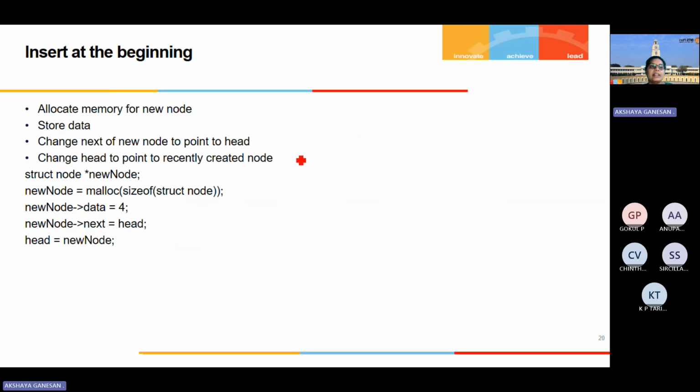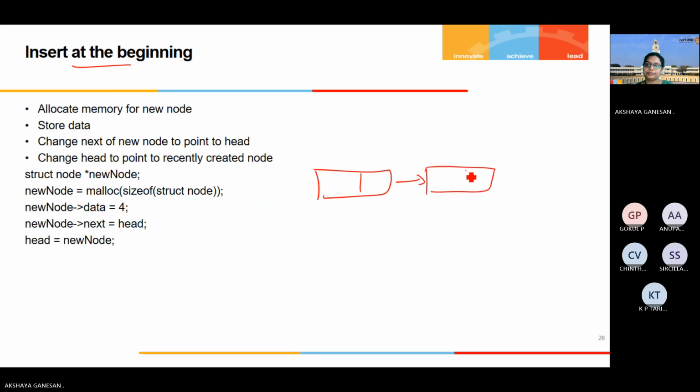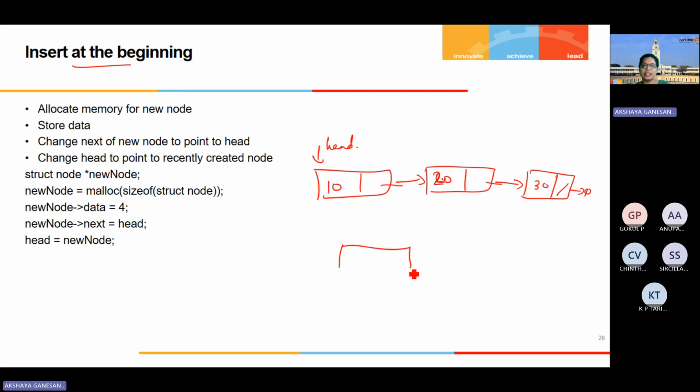Okay. Now I'll insert at the beginning. What will happen? Let's take the same example. So this will be null. Say this is 30, this is 20, this is 10. Okay, this is how it is, and this is head. Now again, a new node has to be created. We can call that temp. So this new node has to be copied here, right?